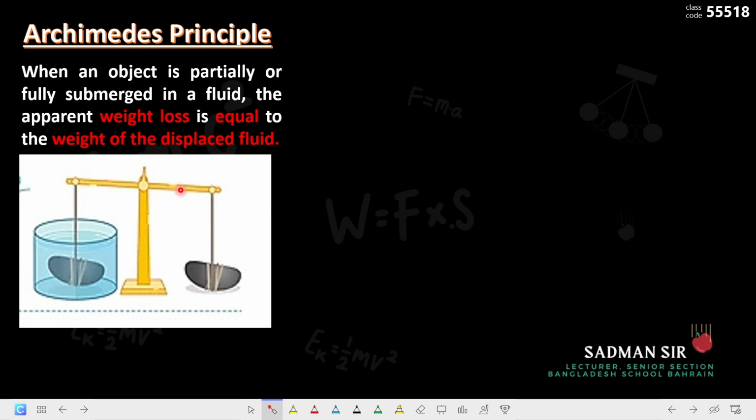Whenever we hang them, it was actually balanced, but when we kept the other one in the water, what happened? This side became a little lighter. That goes to show that this is not experiencing as much weight as this one, right? Now why is that? We already studied buoyancy, correct? So we know that a liquid exerts an upward force that makes the body actually lighter.